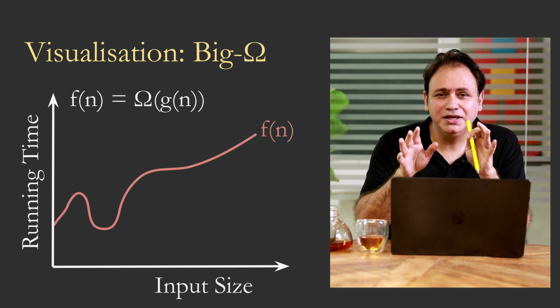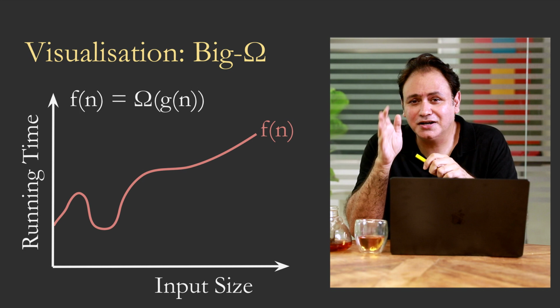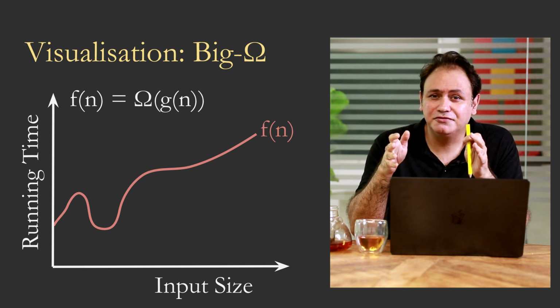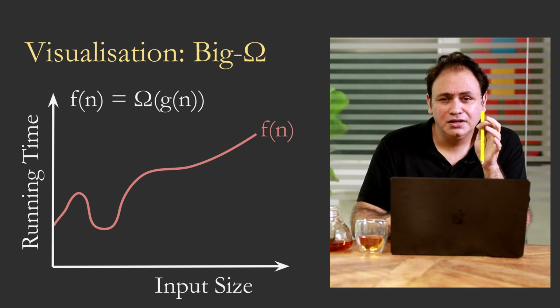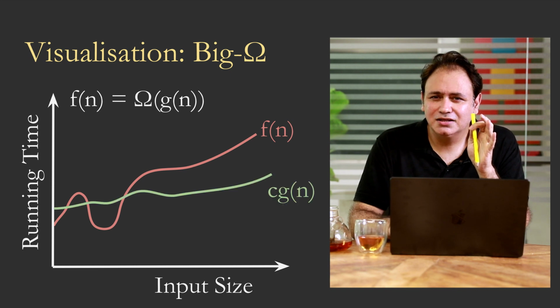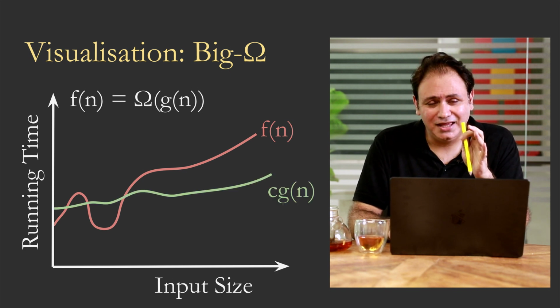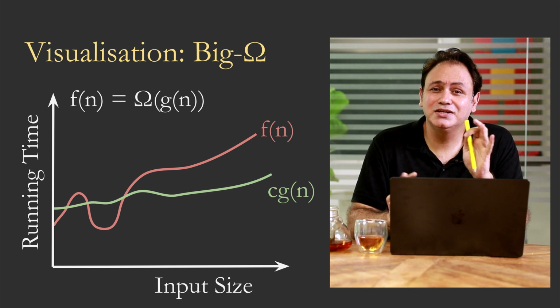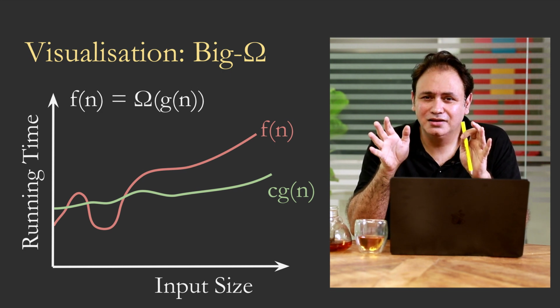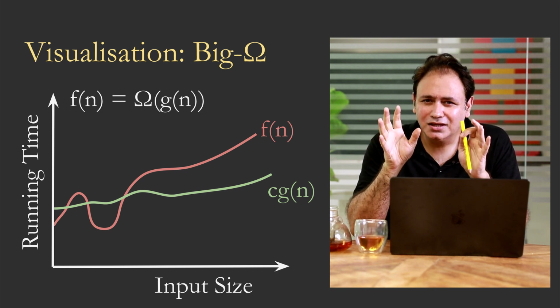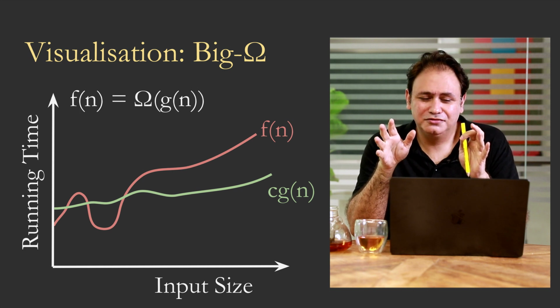Let's move to big omega. Again, you have the runtime versus the input size. We have a function f of n, and we have this other function c times g of n. Again, c is a constant, so it doesn't depend on n. You'll notice that there's something different about this graph.